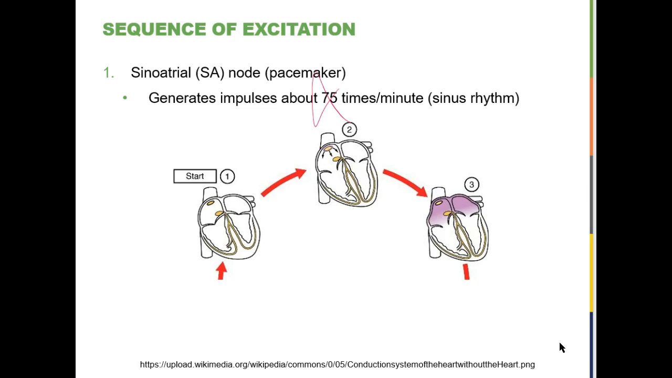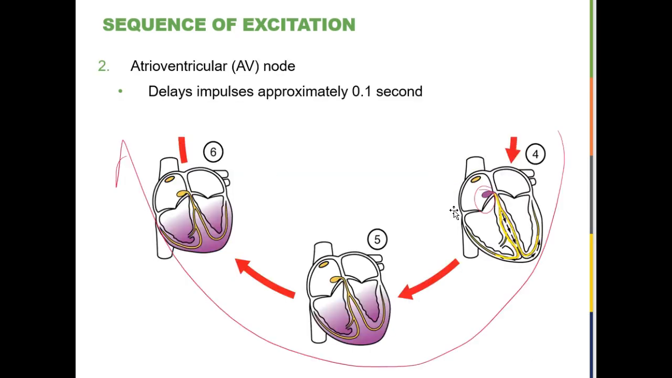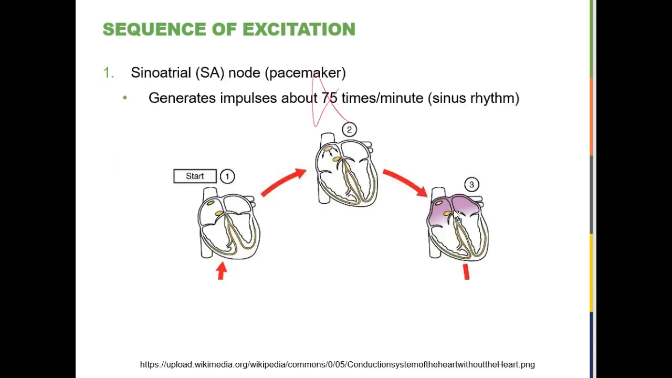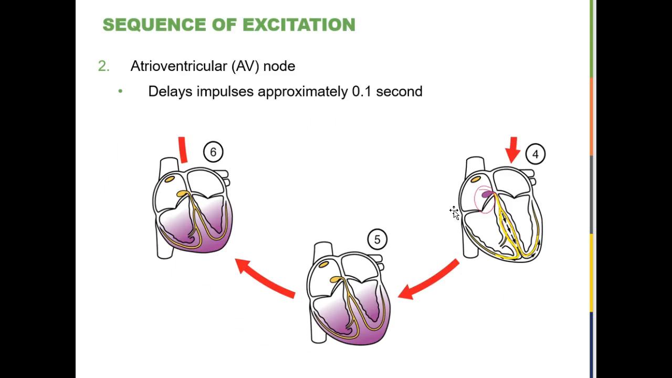So when we're looking at this, you just want to note where they have the little arrows here, right? So that is the start of depolarization, and then the purple shows it spreading across the atria. So when the atria are purple, like they are in this picture here, that means your atria are uniformly or almost uniformly depolarized. Then the depolarization stops, I'll recircle that, right there at the AV node.